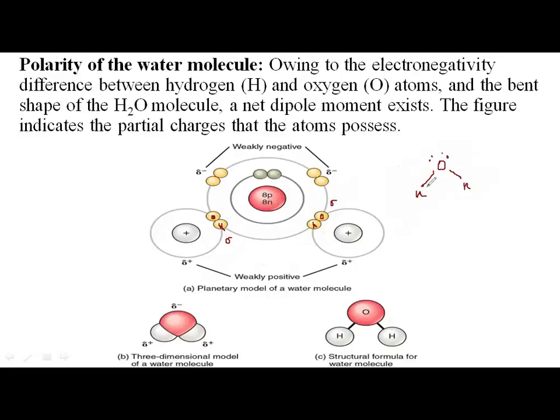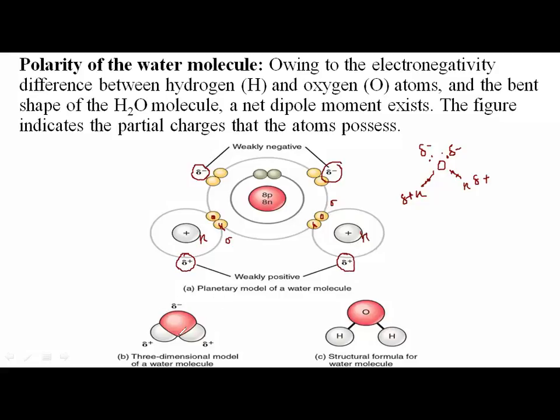Therefore, because of the electronegativity difference, oxygen being more electronegative, the shared electrons are attracted more towards oxygen, due to which oxygen will have more partial electron density. Therefore, it will have a negative charge, and this hydrogen will have a positive charge in this bond. Similarly, these electrons are also attracted towards oxygen, so it will have a partial negative charge and hydrogen a partial positive charge. So see here, weakly negative on oxygen, and weakly positive on hydrogen. So this is hydrogen, this is hydrogen. Yes. So this is the planetary model of the water molecule.